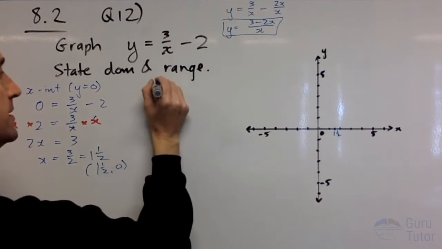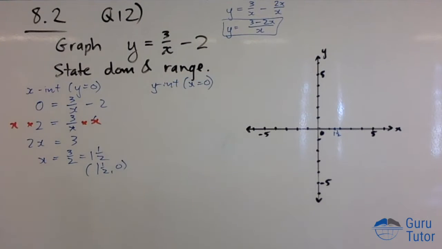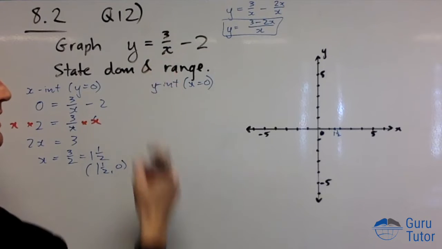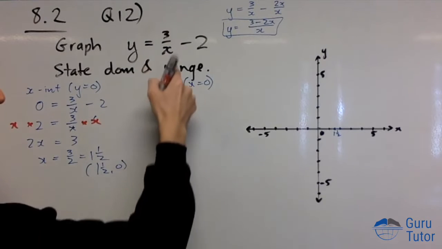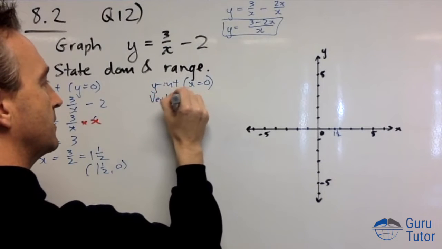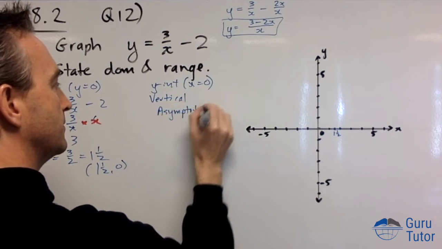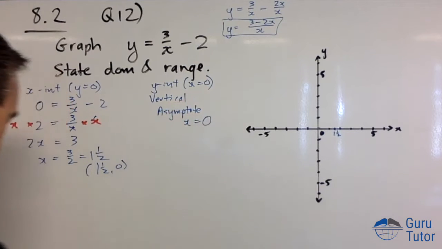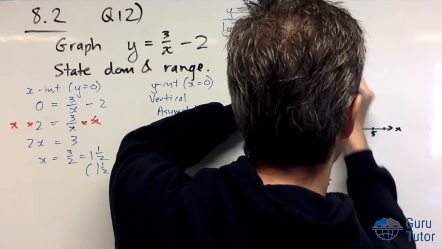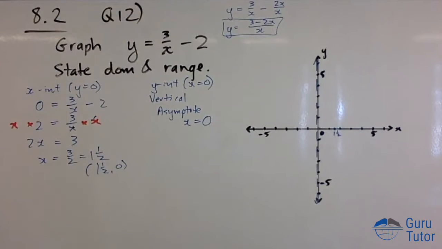Y-intercepts. So for y-intercepts we let x equal 0. Putting in x equals 0, we can't do it. If you put in x equals 0, we get divided by 0. That is actually your vertical asymptote, x equals 0. So let's draw that. Dotted line for an asymptote. Asymptote at x equals 0, so there is no y-intercept. It doesn't touch the y-axis at all.